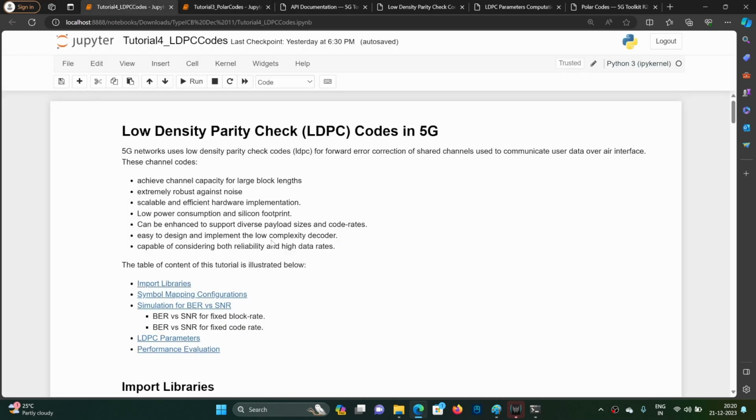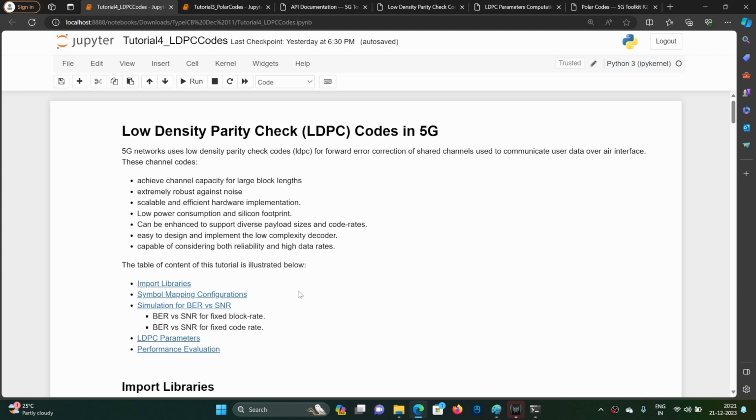LDPC codes are again used for forward error correction, but in this case it is used for the shared channel. Why is that so? These channel codes are asymptotic, meaning they achieve channel capacity for large block lengths, essentially when the block length reaches towards infinity.